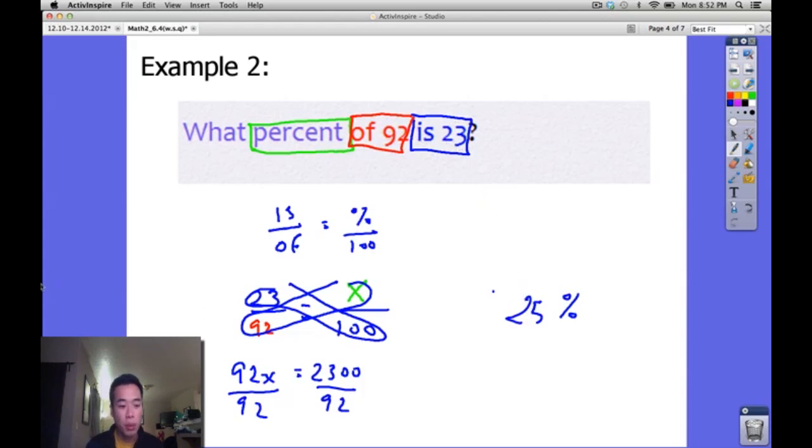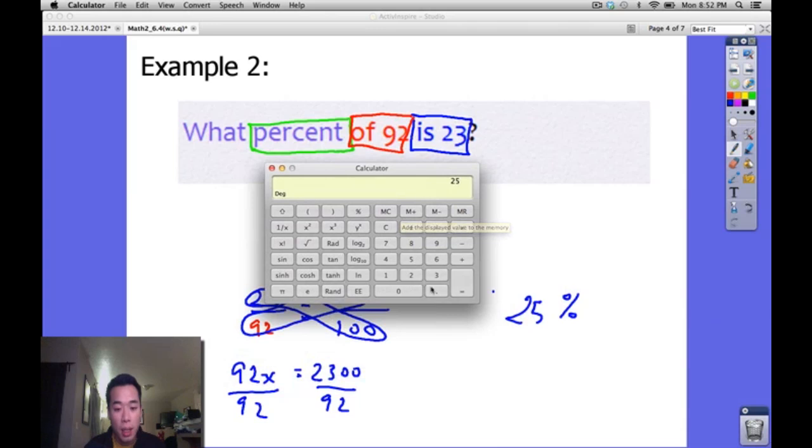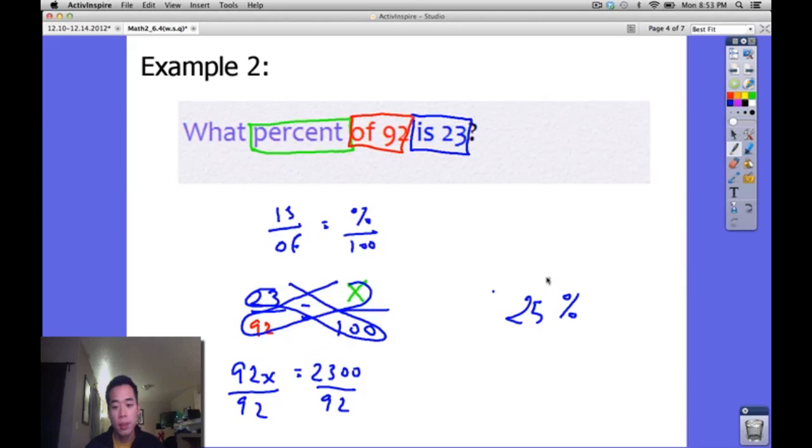A quick way to check your work is to convert 25% into decimal form. So if you look here on the screen, I'm going to clear this. 25% in decimal form is 0.25 times 92, because that's my of, or my whole. I should get 23, which is correct. I got 23. So I know that 25% of 92 is 23. Okay, so that's 25%.